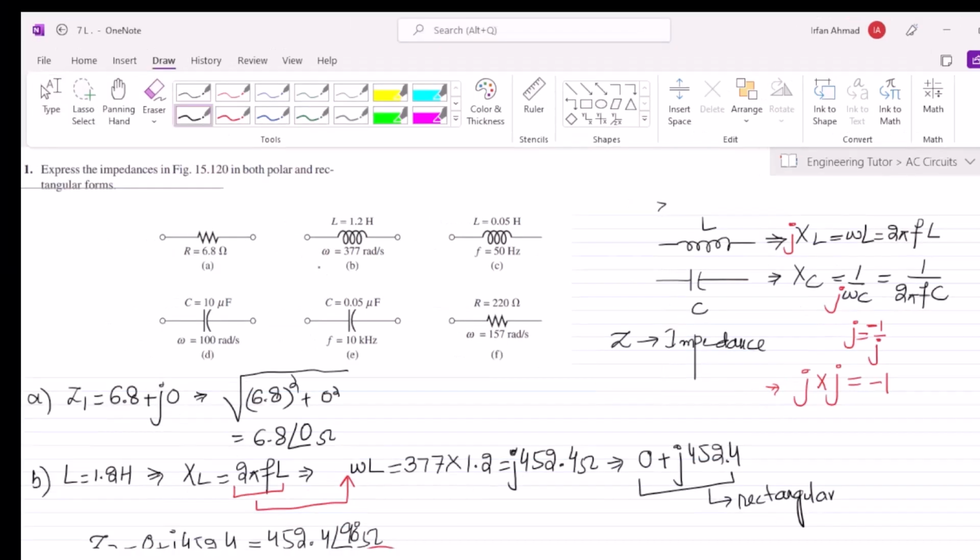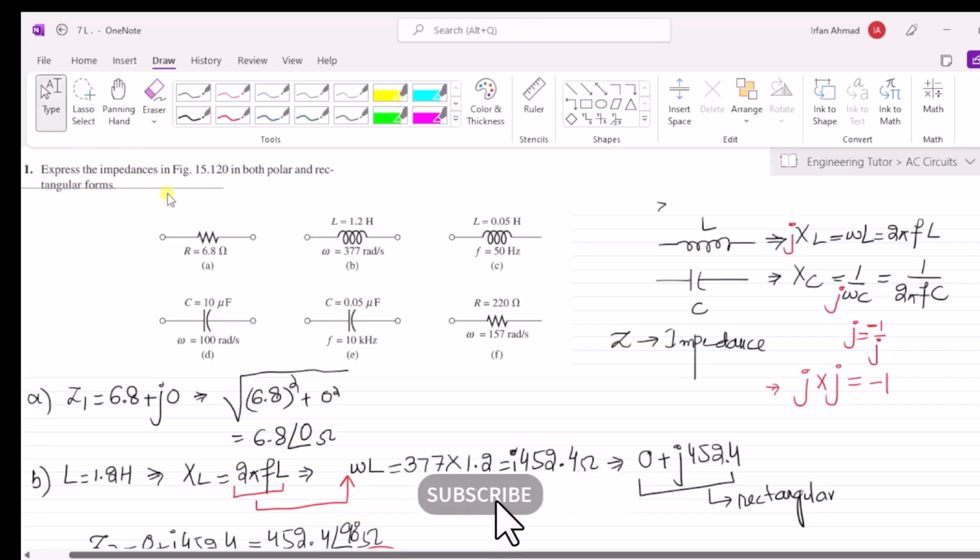In the previous video, we solved parts A, B and C of this question. So today we are going to solve D, E and F of this question. So let us start here.